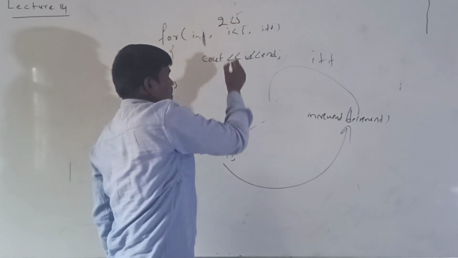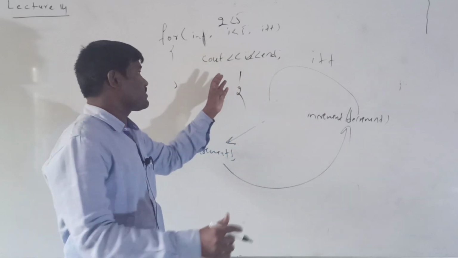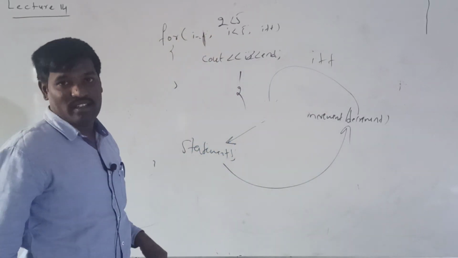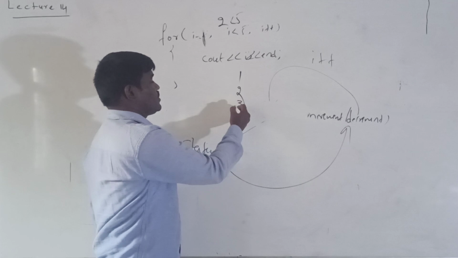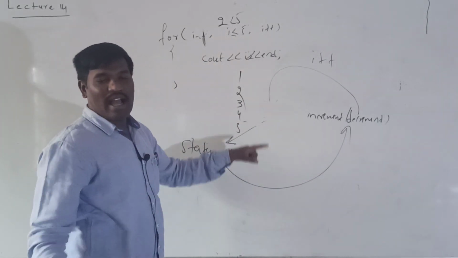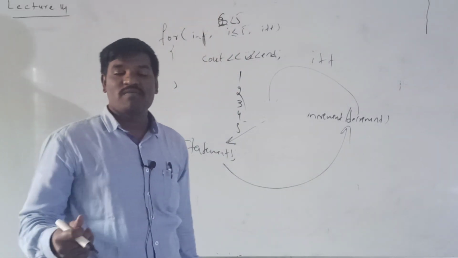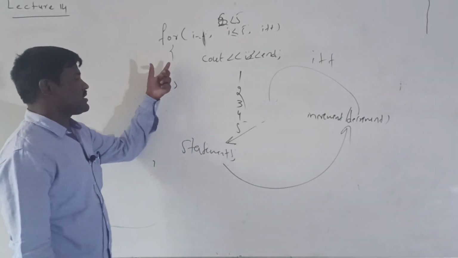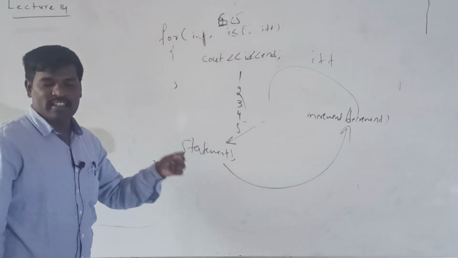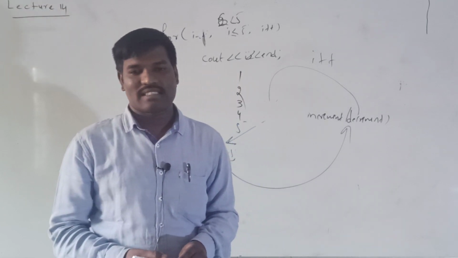2 is less than 5. Again true. It will print 2. Next, i plus plus, i becomes 3. Next, it will check the condition. 3 is less than 5. This process will repeat up to 3, 4, 5. When the i value becomes 6, 6 is less than 5, the condition becomes false. So this is the example for the for loop. Again, in the for loop there are so many programs, so we will discuss them in the next class. Thank you.